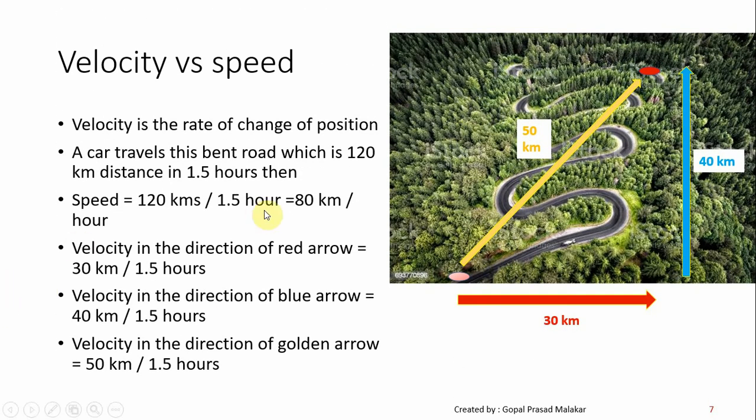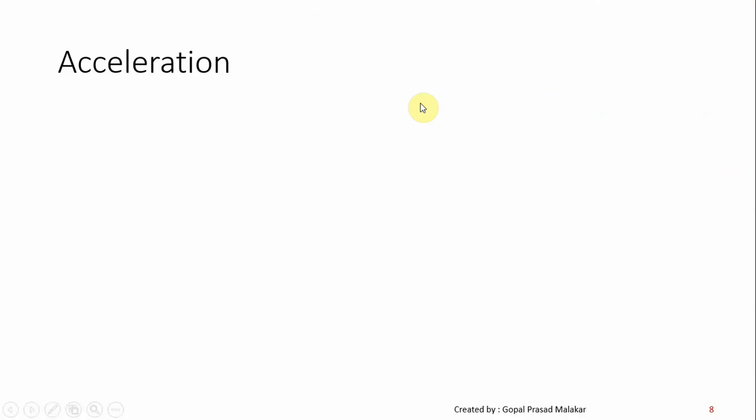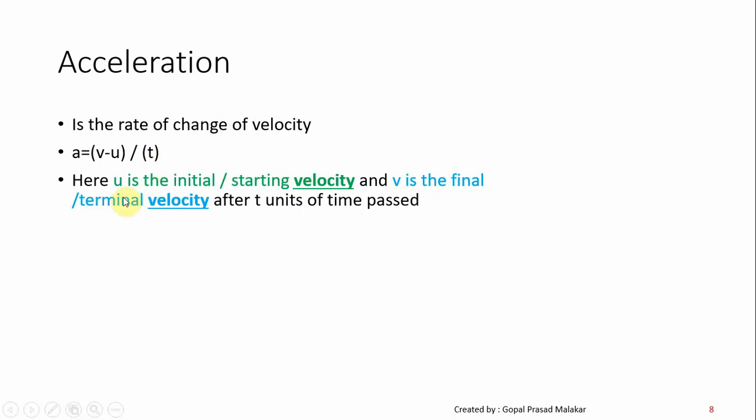Let's understand acceleration. Velocity was the rate of change of position; acceleration is the rate of change of velocity. So obviously acceleration also has a directional component. It is given by vector v minus vector u divided by t. Here u is the initial or starting velocity, v is the final or terminal velocity, and t is the time that has passed. So from u it became v in time t, so acceleration is given by v minus u divided by t.